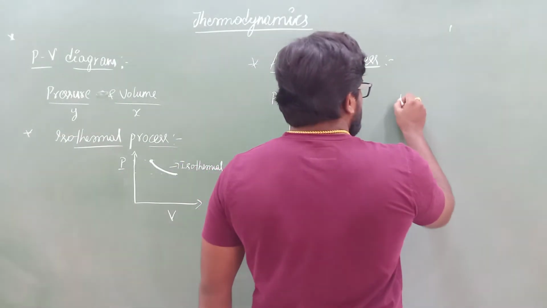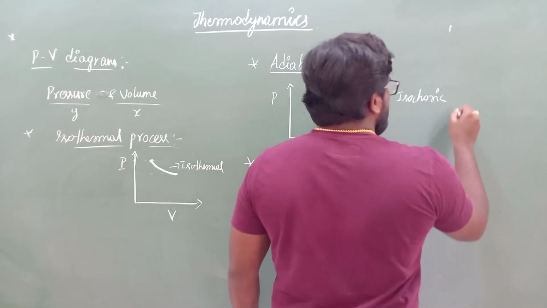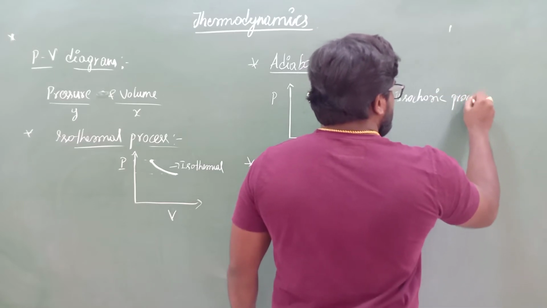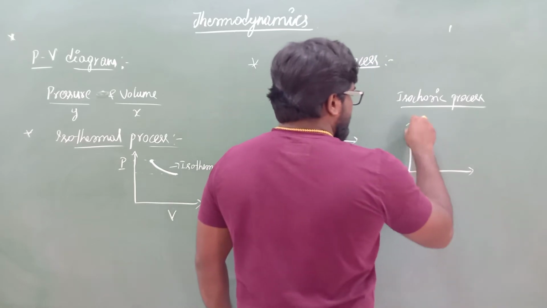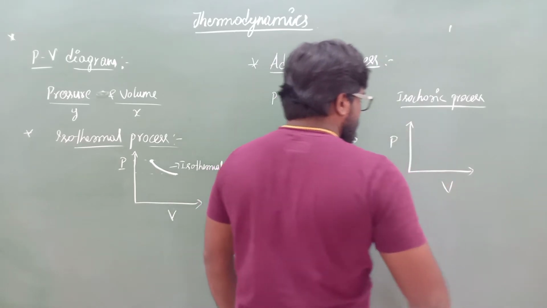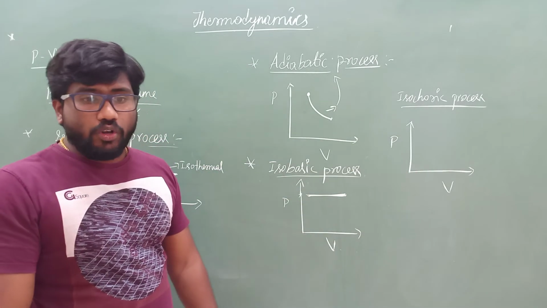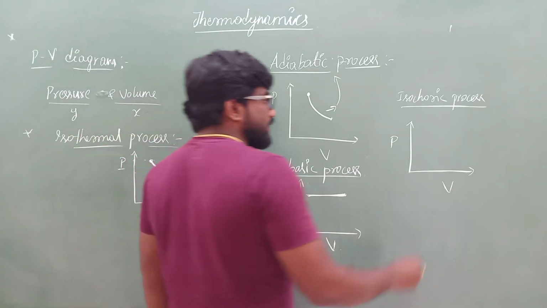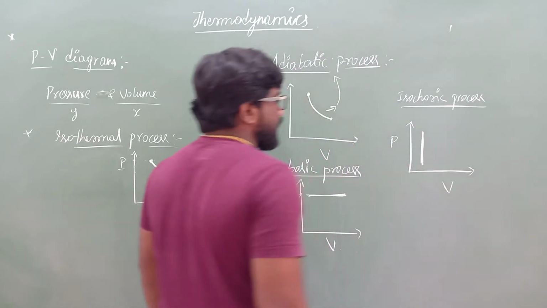Similarly, when we come to the isochoric process, when you represent the PV diagram, here it is P and here it is V. So which is constant here? In an isochoric process, volume is constant. Then you will get a graph like this. So this will be the graph you will get.